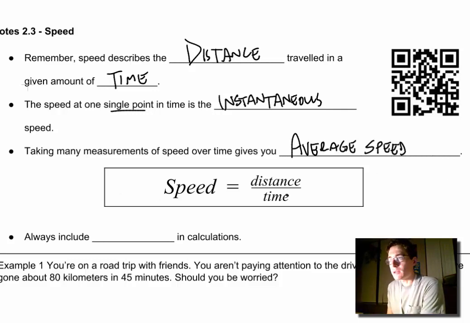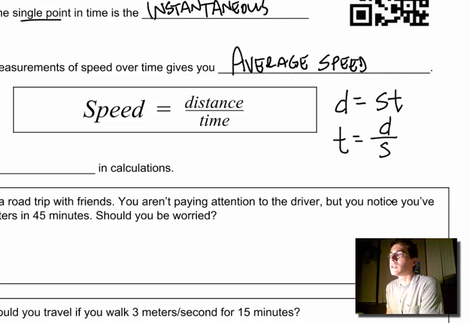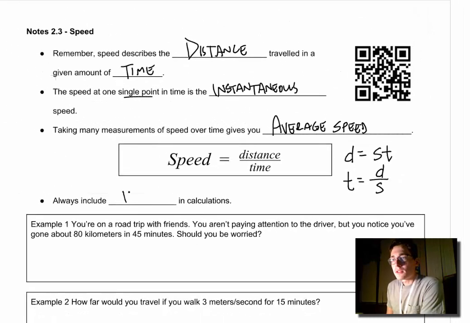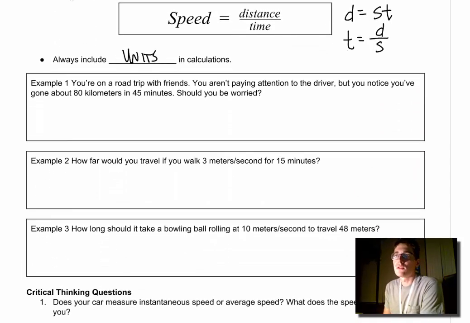Remember, speed is distance over time, d over t. You can also rearrange these to say that distance, d, is equal to speed times time. And we've got an example of that. You can also do time is equal to distance divided by speed. So we can rearrange this algebraically. We're using the algebra skills to find any one of the 3 variables. Always include units in your calculations. Always, always, always include units because it will help you keep track of what you're trying to do.